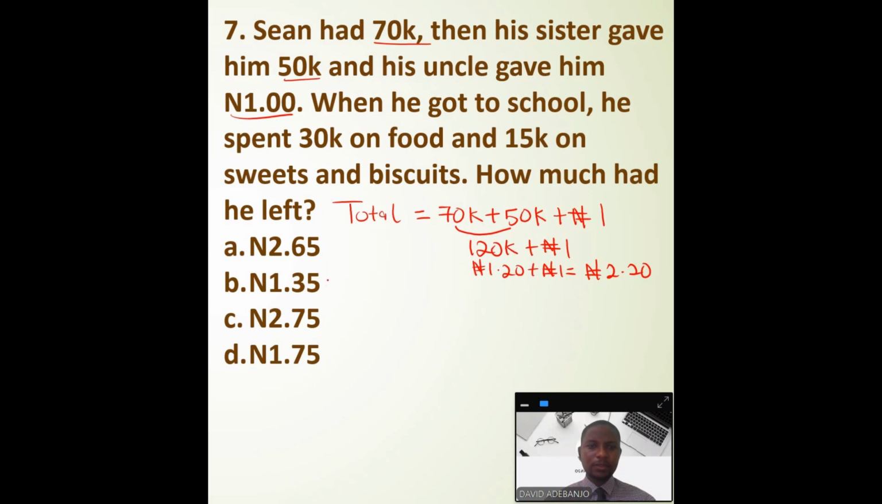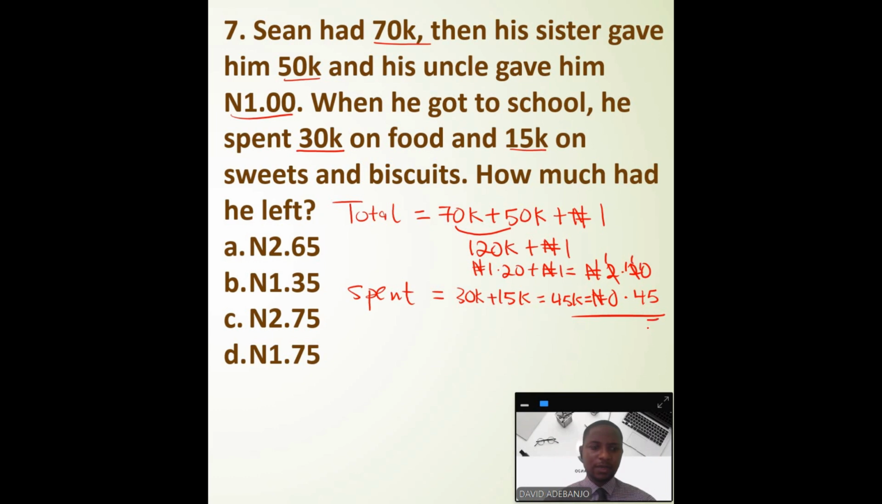Now, reading the second statement, they said when he got to school, he spent 30 kobo on food, 15 kobo on sweets. So how much had he left? So what he spent is 30 kobo plus 15 kobo. That will give you 45 kobo. When you change it to naira, that will give you 0.45. And then borrow 1 from here, you're left with 1. The one will come here as 120. Borrow from 12 again, you have 1.